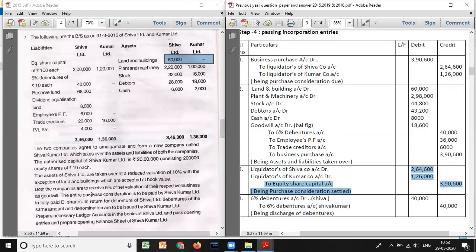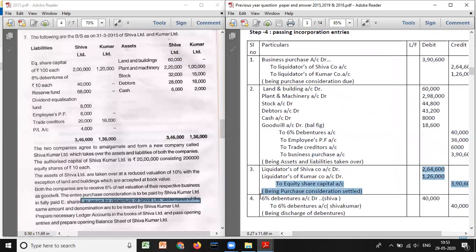In return for debentures of Shiva Limited, debentures of the same amount and denomination are to be issued by Shiv Kumar Limited. So whenever you are discharging the amount for debenture holders, you should not take it for calculation of purchase consideration. Instead, you have to prepare a separate entry. You have to pass a separate journal entry.